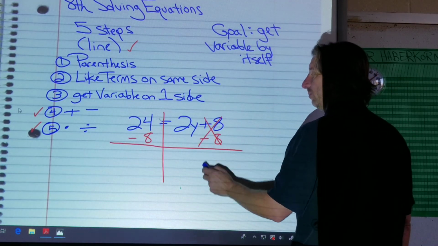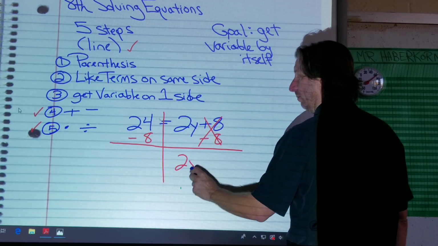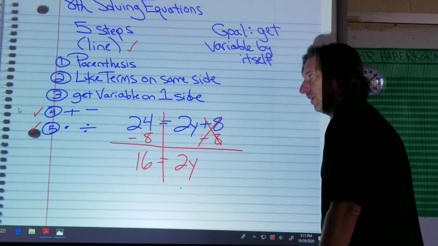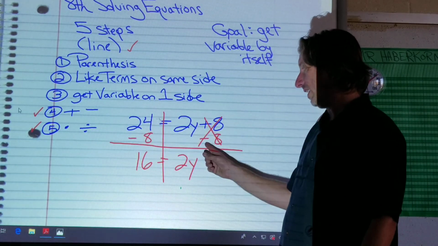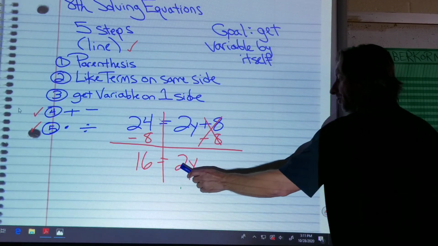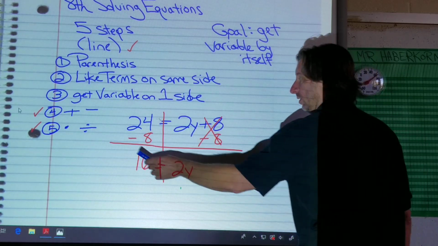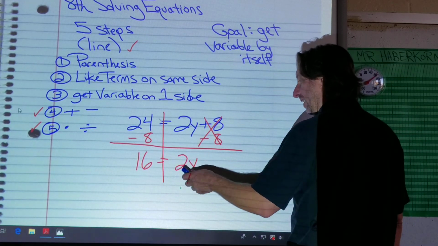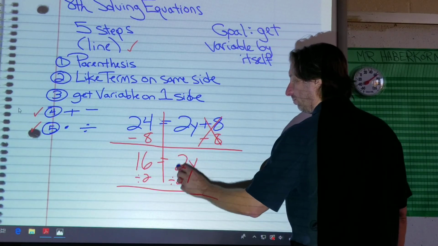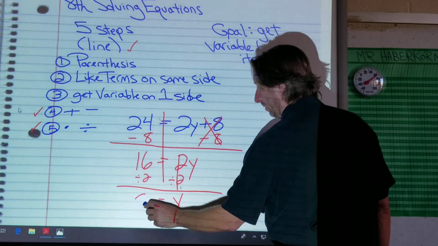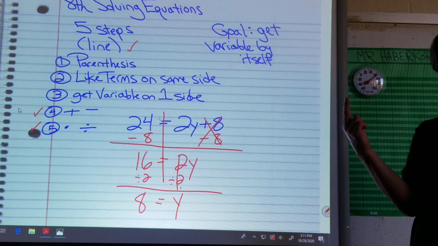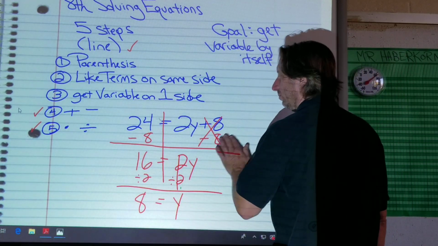These cancel out. All that's left over here is 2y equals 16. Okay, so we did this step. We subtracted. Plus and minus, get rid of it to get rid of the number. Now we want to get rid of the 2. This is 2 times y. We'll do this step next. Multiply or divide. We're going to divide this time. Let's cancel out, make it y equals 8. And we flip it. All right, so it's a 2-step equation. Let's look at one more of those.